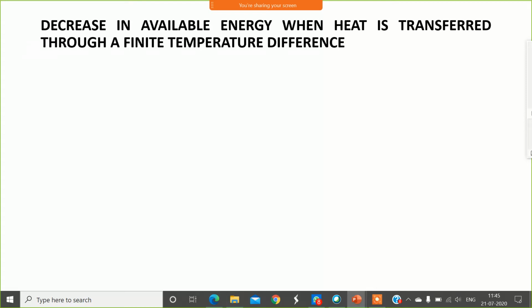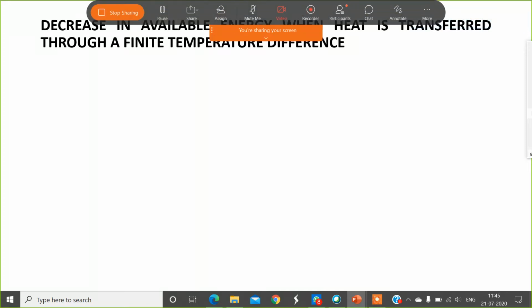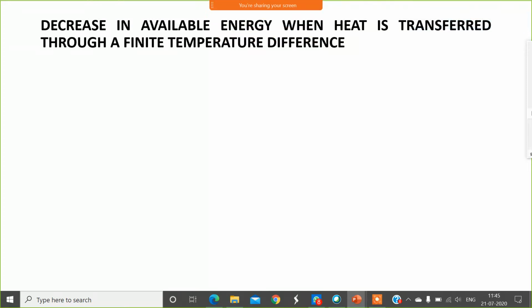In the last lecture, we have seen the two types of energy, available energy and unavailable energy. Whenever heat is supplied to the system, that heat is converted into two parts, that is, available part and unavailable part. Available part is the work done and unavailable part is heat rejected.